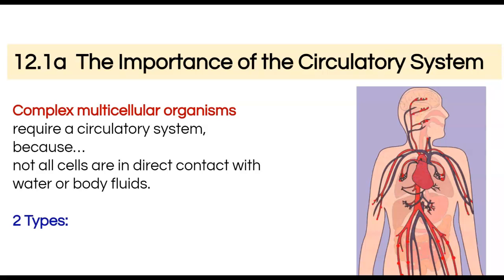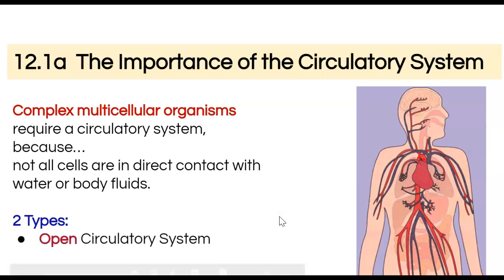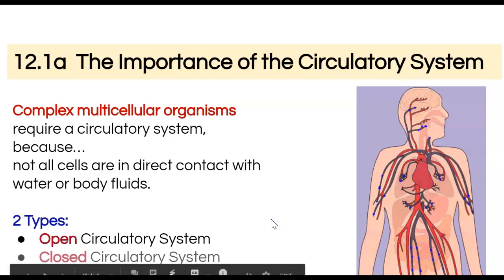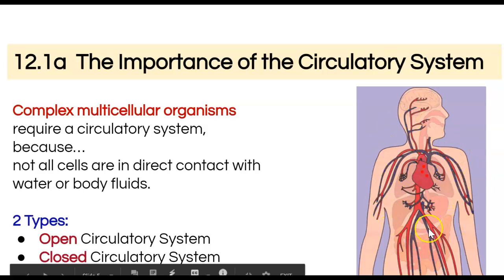So I also want to mention that there are two basic types within the animal kingdom that we're going to discuss in terms of circulatory system. The first is an open circulatory system, and the second is a closed circulatory system, right? So I want you to take a minute to think about what might differentiate an open circulatory system from a closed one. And also, which type of circulatory system do humans have? In other words, what am I depicting here in this diagram?